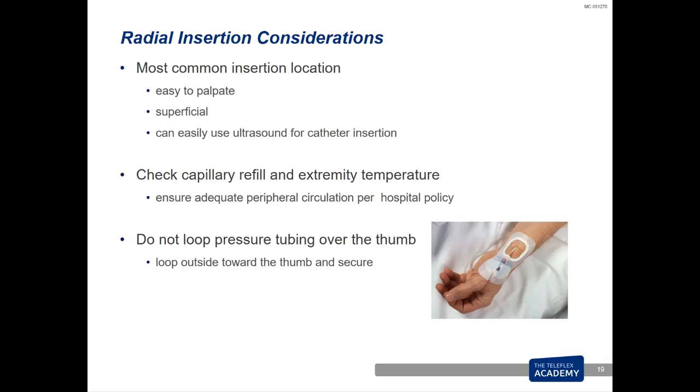And last, you do not loop pressure tubing over the thumb. During radial artery insertion, many clinicians will loop the pressure tubing over the thumb, and when we do that, we cut off circulation over the thumb, but also allow the patient to manipulate the catheter by moving their thumb back and forth. So, it is a best practice to loop the tubing towards the thumb, but not over the thumb. And I'll give you a simple explanation for this.